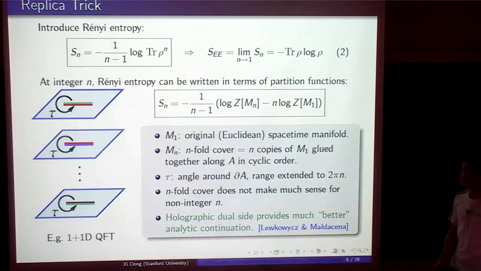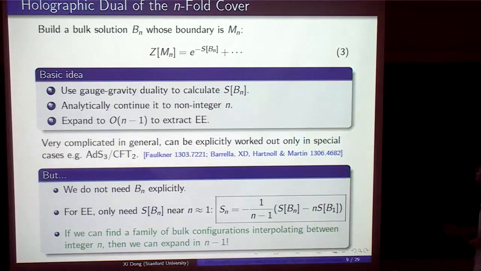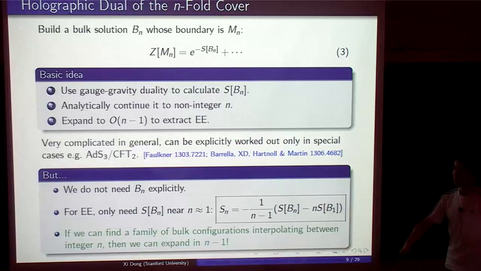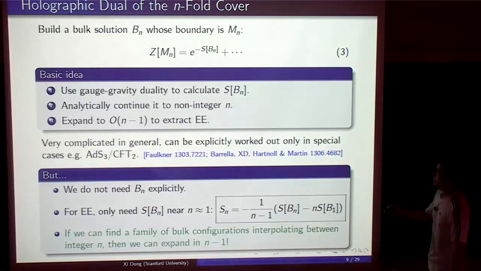The crucial observation of Lewkowycz and Maldacena is that the holographic dual provides a much better analytic continuation. So let's consider that. For the n-fold cover as the boundary, we can always build a bulk geometry as in the AdS/CFT description. We can then compute the partition function on the n-fold cover by computing the on-shell classical action on the bulk geometry. This is the prescription for AdS/CFT. So the basic idea is we can use this to compute the action, and then analytically continue it to non-integer n, and eventually we expand to linear order in n minus 1 and extract the entanglement entropy.